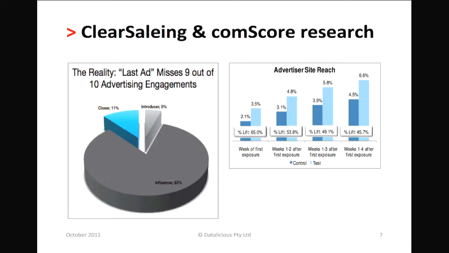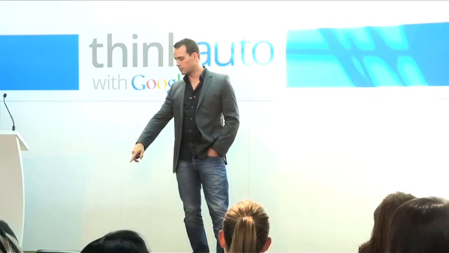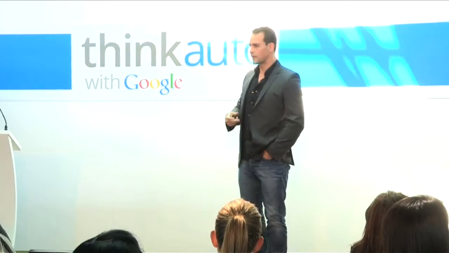And the last little bit where I really like this study and why it's so good for you is because they broke it down by industry. And you can see the average lift was about 46%, but in the automotive industry it was 114%. It was actually the largest lift in this study. Automotive, nobody clicks on ads, but they have an impact, okay?